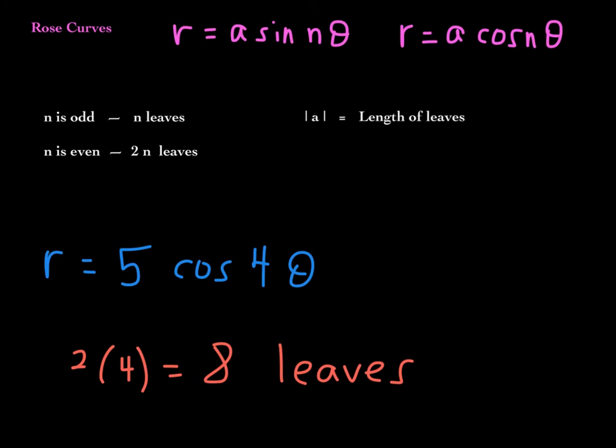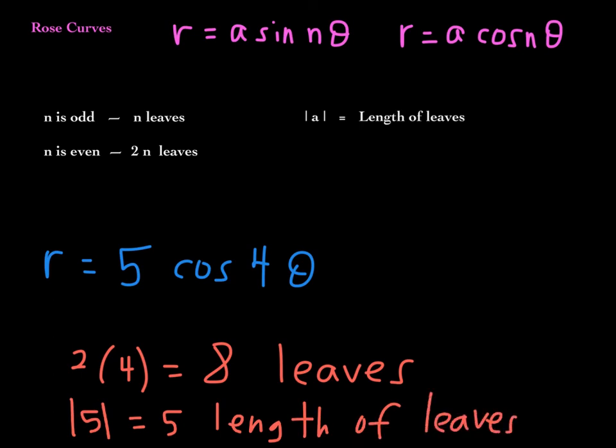And the length of your leaves will be the absolute value of 5, correct? So the absolute value of 5 would be the length of the leaves. Okay? So you can use this pattern to confirm what your curves will look like even before you actually do all of the work.